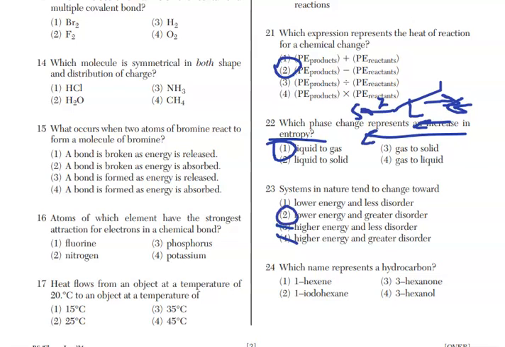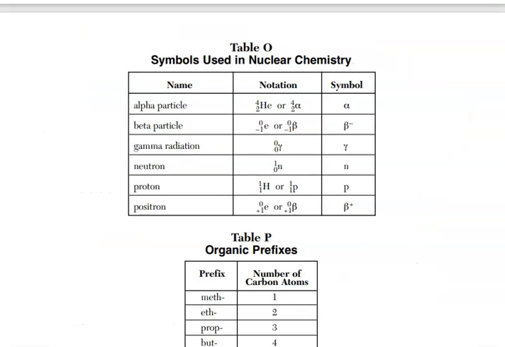For 24, which name represents a hydrocarbon? Hydrocarbon means you have a molecule that only contains hydrogen and carbon atoms. And there are reference tables for organic. Let's go there. I want you to check this out. All right, we are here in the reference tables.